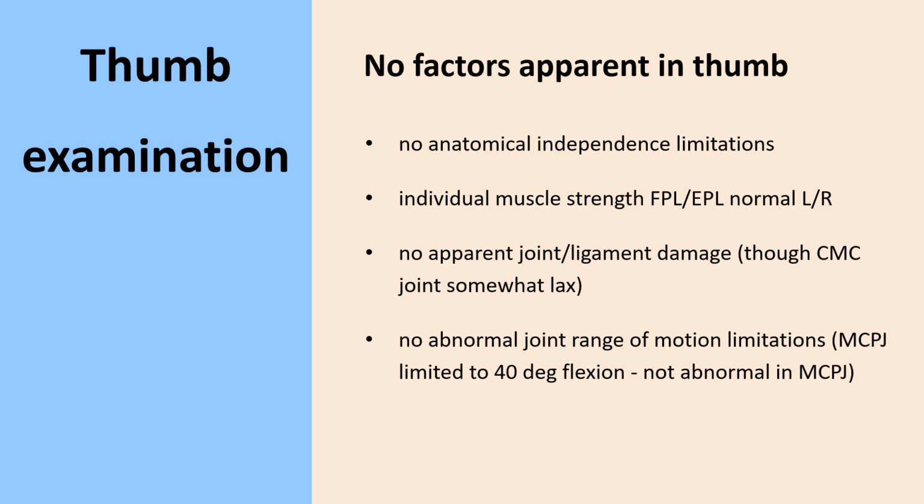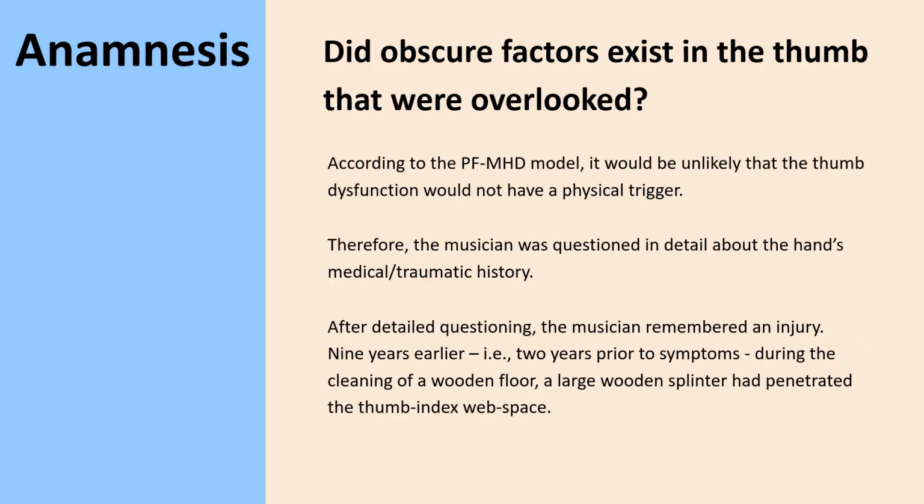There were no anatomical independence limitations. The individual muscle strength of FPL or APL was comparable left-right. There was no apparent joint ligament damage, although the CMC joint was somewhat lax. There were no abnormal limitations on the joint ranges of motion. Flexion of the MCP joint was limited to about 40 degrees of flexion, but this is not abnormal in a thumb MCP joint. However, according to the peripheral factor model, it would be unlikely that the thumb dysfunction would not have a physical trigger.